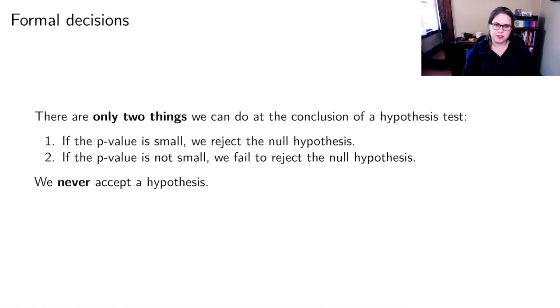So when we're doing hypothesis testing, there's only two things that we can do in terms of our formal decision. So one is if we have a small p-value, we reject the null hypothesis, and that language is very important. And if the p-value is not small, then we're going to fail to reject the null hypothesis. And again, that language is very important. So we never say that we accept a hypothesis. If you were to put something like that on an exam, you would get the question wrong. So you need to say either we reject the null or we fail to reject the null. Those are appropriate things to say. It's not okay to say that we accept the null or we accept the alternative.